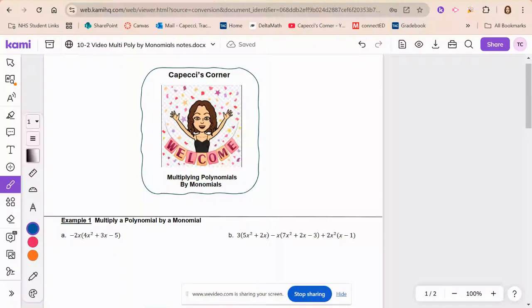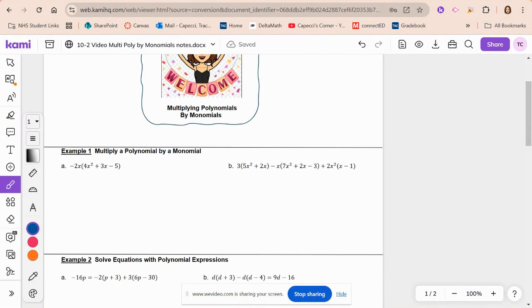Today in Kakachi's Corner, we will be multiplying polynomials by monomials. Okay, so let's take a look. We're going to distribute like you have in the past. So I'm going to take negative 2x times 4x squared. Negative 2 times 4 gives me negative 8. Now we're going to use some of the exponent rules. X times x to the second, we're going to add the exponents. Remember, this is x to the first. So that's going to give me x to the third.